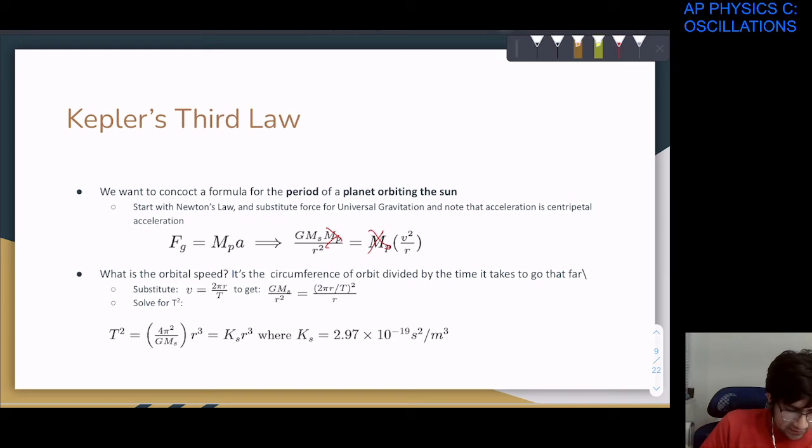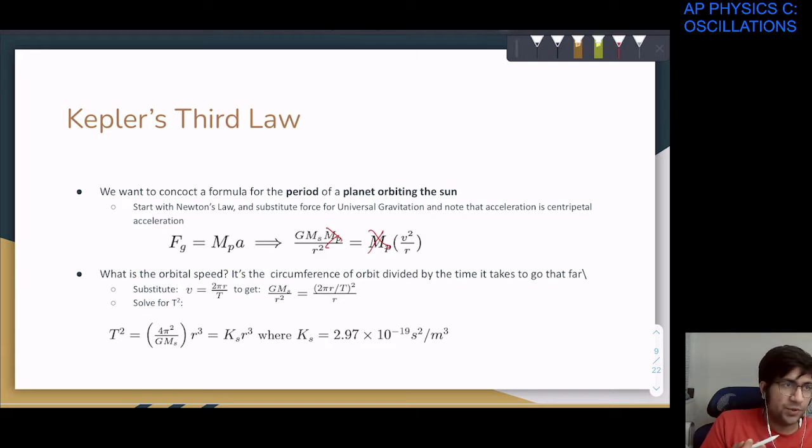And this constant over here is indeed a constant, because it's 4 pi squared, and then big G is a constant, and m sub s is also a constant. It's the mass of the sun. And if you evaluate this, you end up getting this quantity over here.